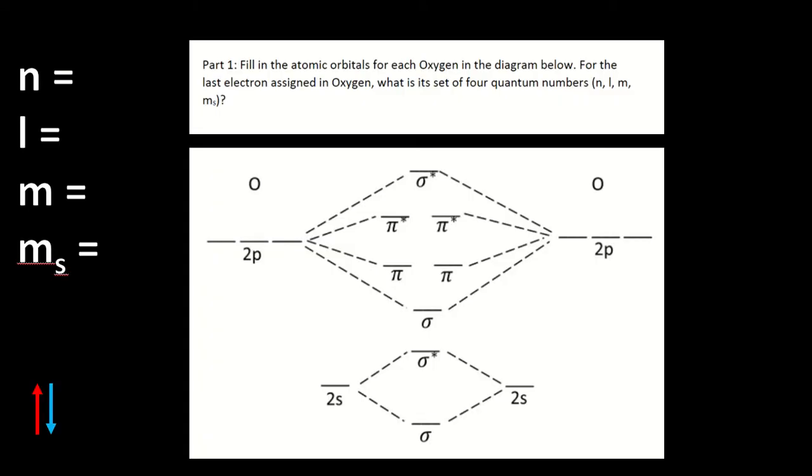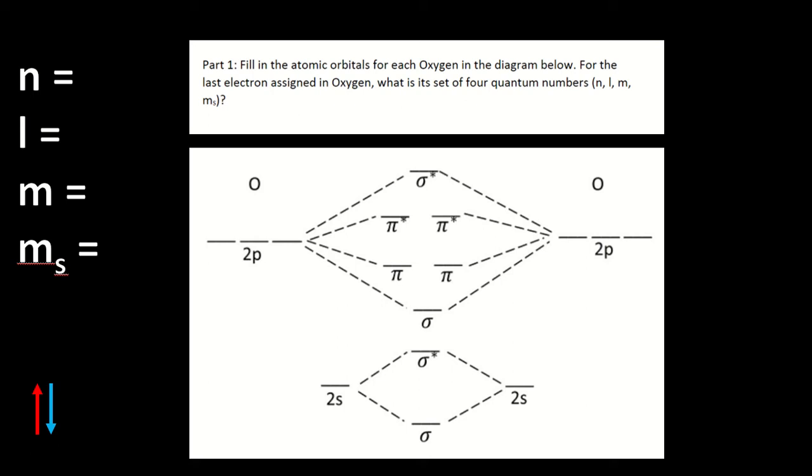Now, essentially, page 1 of that practice exam worksheet goes into atomic orbitals and molecular orbitals. Therefore, part 1 of page 1: fill in the atomic orbitals for each oxygen atom in the diagram below. For the last electron assigned in oxygen, what is its set of 4 quantum numbers, n, l, m, and m sub s?